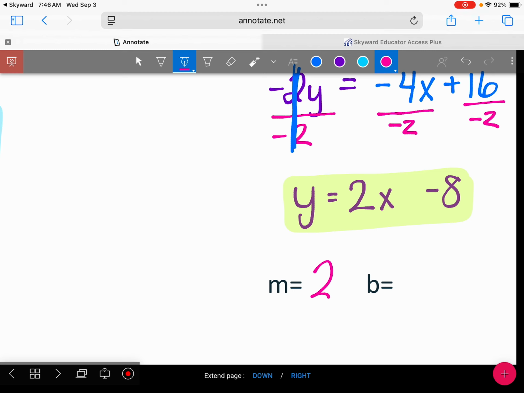So if we know that our m is 2, what's our b? -8. This guy's our b. This is our y-intercept. Our y-intercept would be at -8. Okay? Questions on these two? We go and practice a couple more.